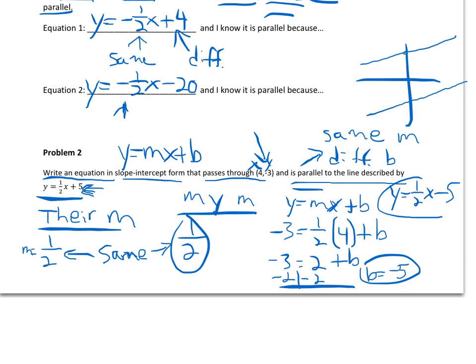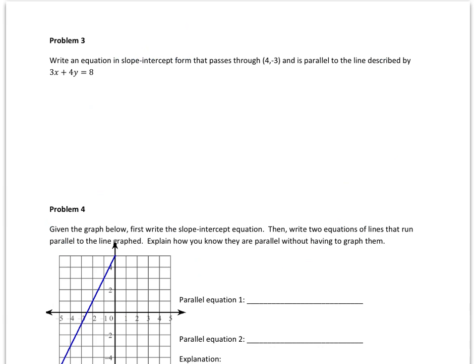Okay, so this is approximately how those two equations would work. But the final answer to this, because it said write the slope-intercept equation, my final answer is this right here. Y equals 1/2 x minus 5. Okay, if you have questions, now is the time to hit pause and write those questions down. Okay, all right, let's go on to the next page.